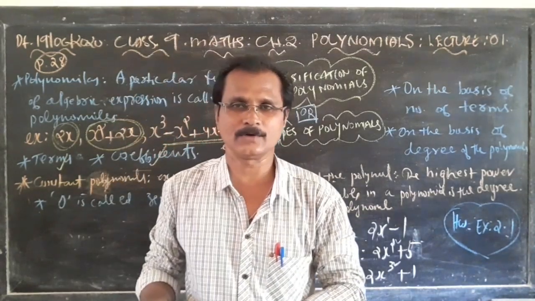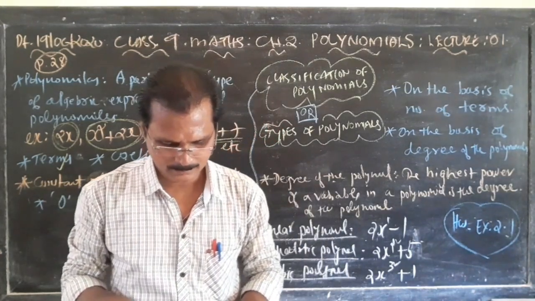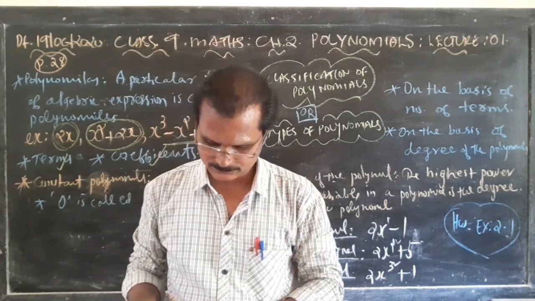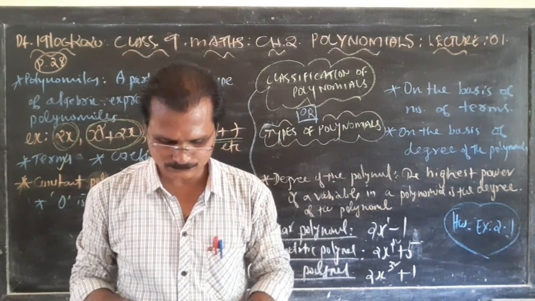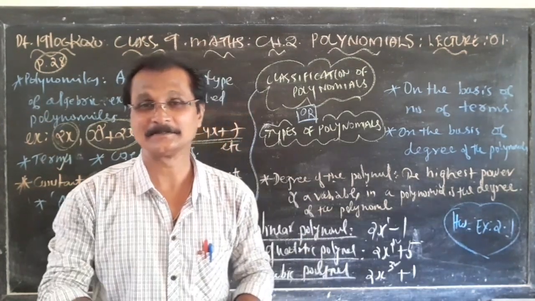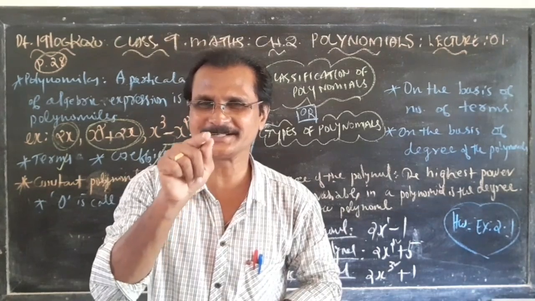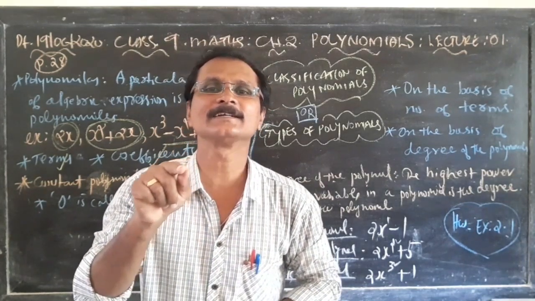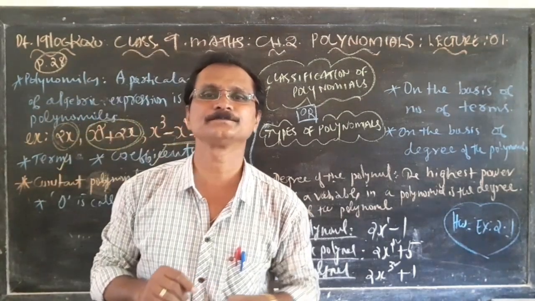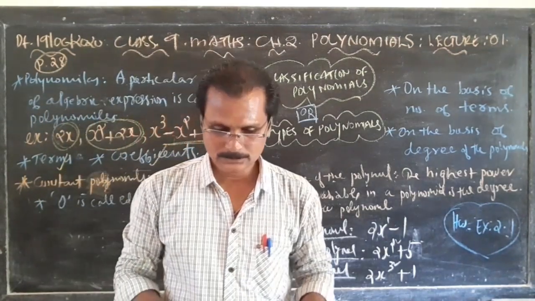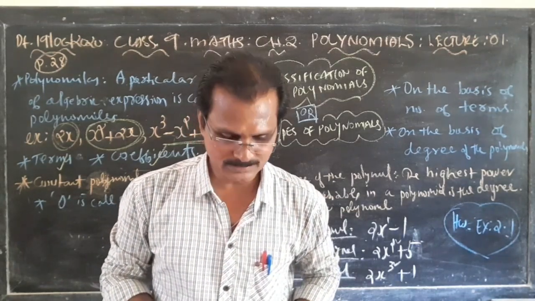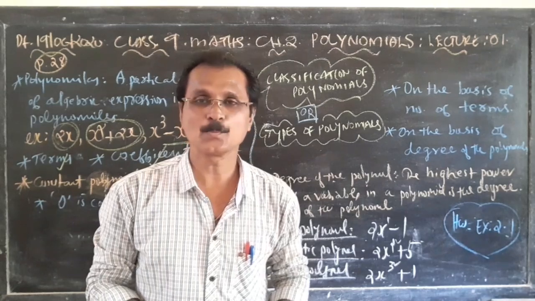It's very important. One more note, page number 31, the last but one paragraph. Underline this: the degree of the zero polynomial is not defined. Please note that. Clear? Now, dear students, please complete the homework, exercise 2.1.